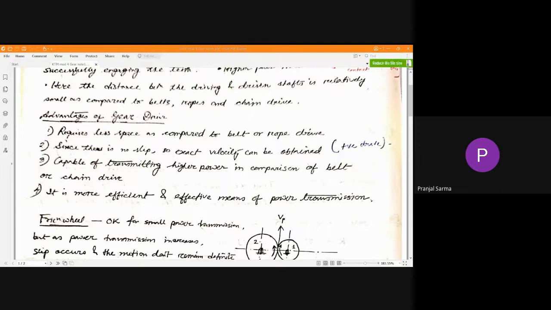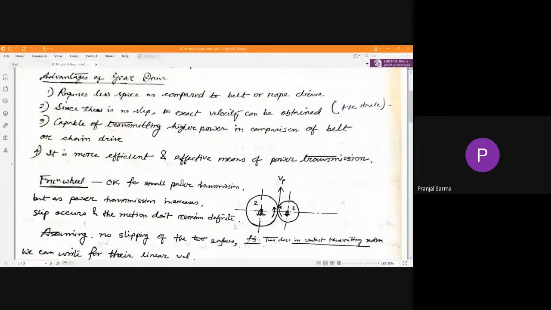So generally, is the application of gear drives limited to a larger central distance or a comparatively lower central distance, lower compared to belt drive or other types of flexible drives, such as belt drive, rope drive, etc.? In the case of gear drive, is the central distance between the two shafts comparatively higher or lower, lesser or larger? You can tell me. Low, sir. Low. Okay. So for a higher central distance, we generally go for other types.